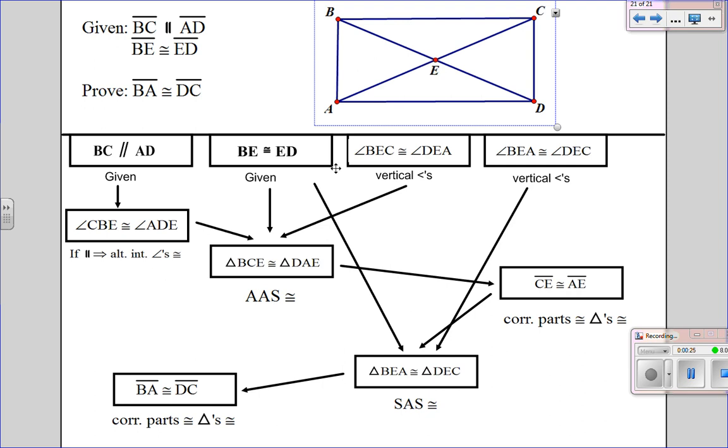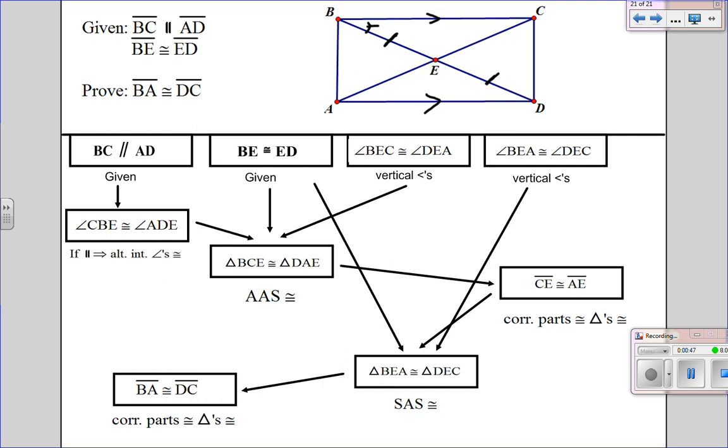So your given is that segment BC is parallel to AD, and that BE is congruent to ED. So you got parallel, parallel, congruent, congruent there. Because these lines are parallel to each other and cut by a transversal, you know angle CBE, I'm sorry, we're going to go on that side. That's the way I have my proof.